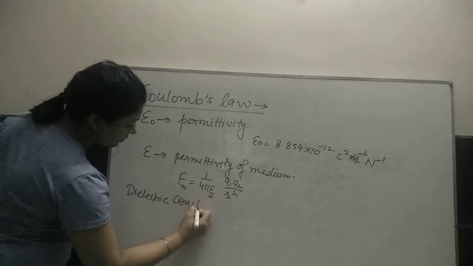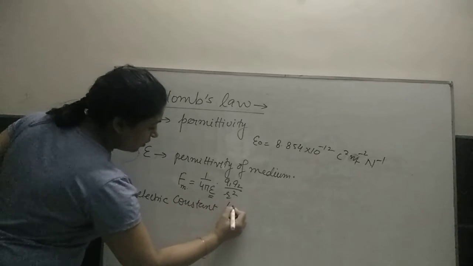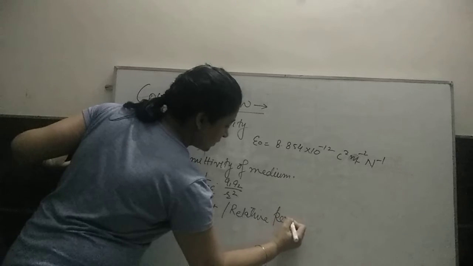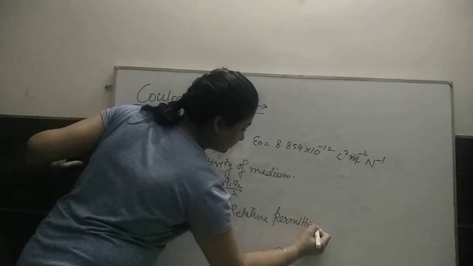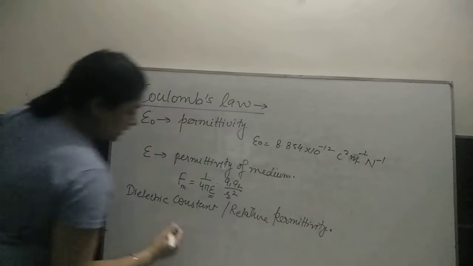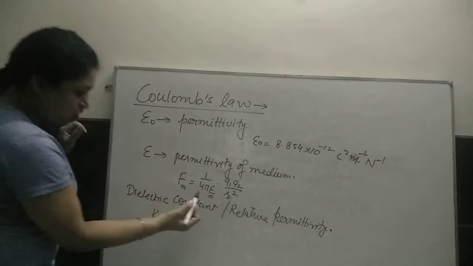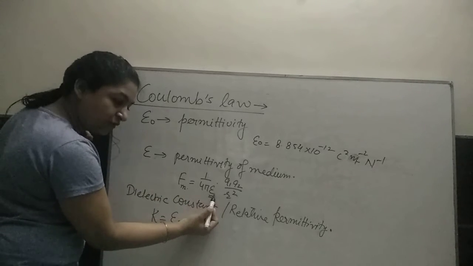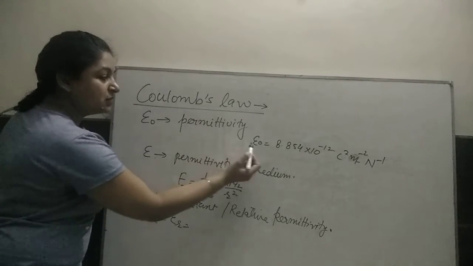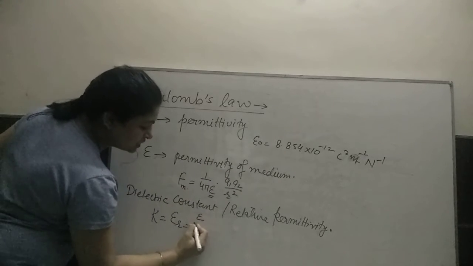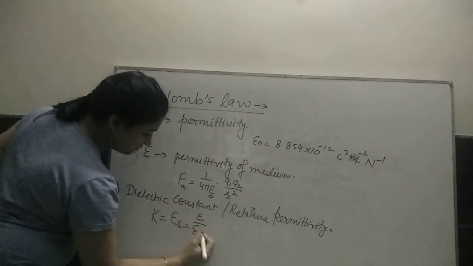Dielectric constant or relative permittivity is the ratio of the permittivity of the medium with the permittivity of the vacuum. So this can be written as epsilon over epsilon naught.